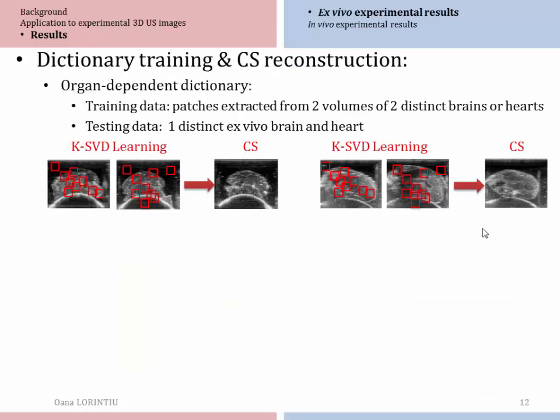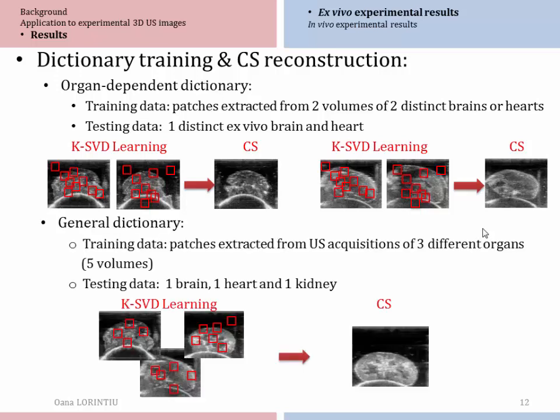So we learned 2 types of dictionary. The first type was an organ-dependent dictionary, where we trained our dictionary D with the K-SVD method on 2 volumes of two distinct brains or hearts. So here we learn a dictionary on the brain volumes and here on the heart volumes. And then we use compressed sensing reconstruction on a distinct brain or heart that weren't included in the training data.